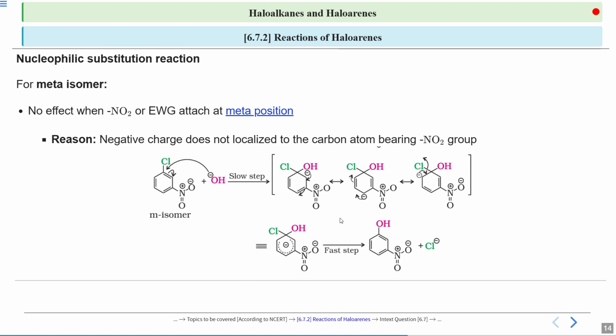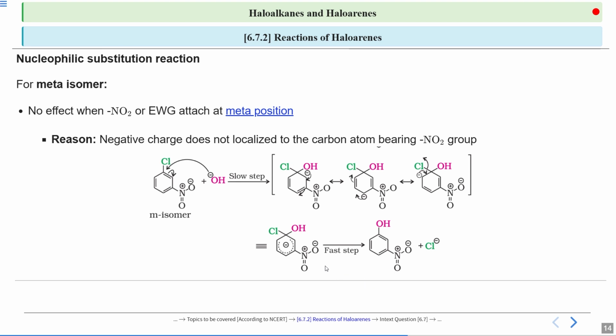Okay, because the negative charge or a carbanion that is forming during this reaction, that negative charge is coming on the ortho carbon, that is not localizing on the meta carbon at which the electron withdrawing group is present, so it will not show its effect. So no effect will be shown by the electron withdrawing group when it is attached at the meta position, and you will get your product anyway, but NO2 is not helping you in increasing the reactivity of haloarenes.